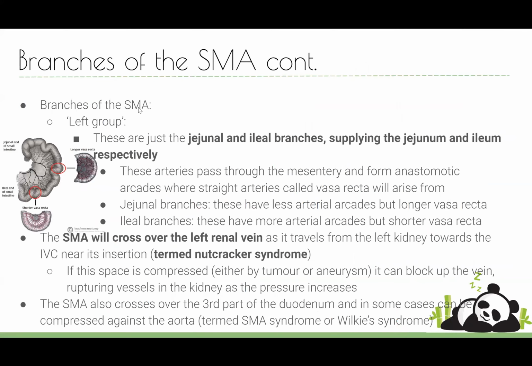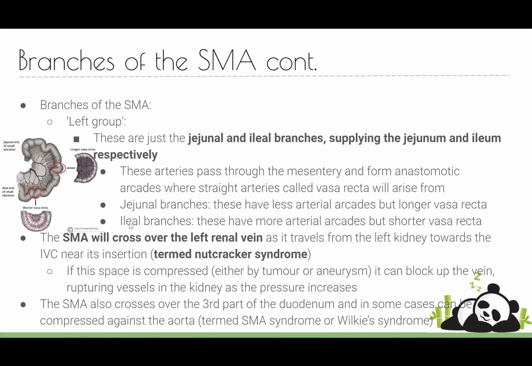And the left group is the jejunal and the ileal branches supplying the jejunum and ileum respectively. They are sort of random in terms of where they are, so it's not important to know specifically what's going on there. But these will pass through the mesentery to form anastomotic arcades, which are this stuff here, and then vasa recta, which are these straight arteries that come off it. Jejunal branches will have fewer arcades but longer vasa recta, and ileal branches will have more arcades and shorter vasa recta. So just learn the one, and then the opposite is for the other.